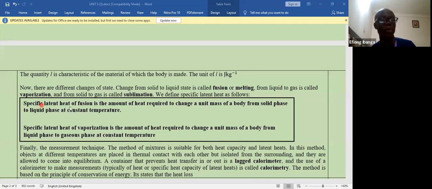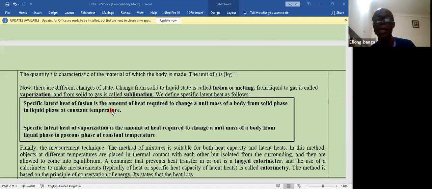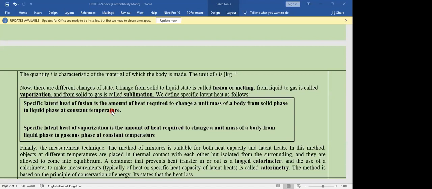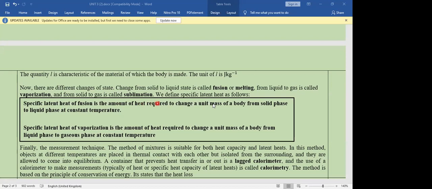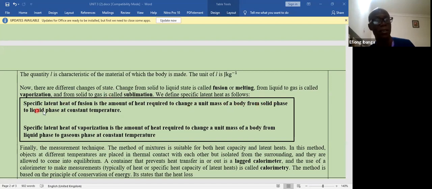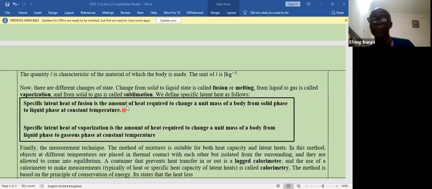So then we have that specific latent heat of fusion is the amount of heat required to change a unit mass, 1 kilogram, of a body from solid phase to liquid phase at constant temperature. In the case of water, what is this constant temperature at normal atmospheric pressure? 0 degrees Celsius, isn't it, for the case of water? Yes. That's what I want you to note.